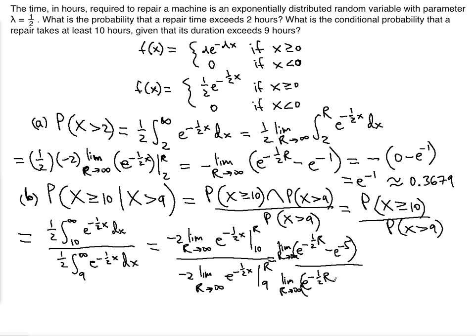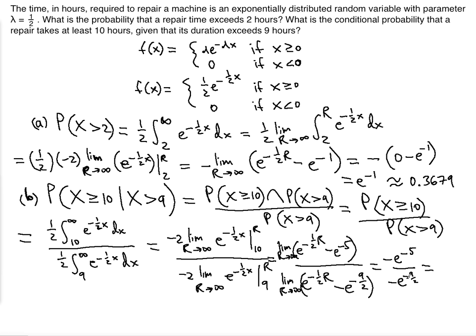e to the negative 1/2 r minus e to the, now this is going to be 9 over 2, so negative 9 over 2. Excellent. So now we know that this thing is going to be 0 and this is going to be 0. So we're going to have negative e to the negative 5, divided by negative e to the negative 9 over 2, because the first guys turn into 0 when you plug infinity into the r.